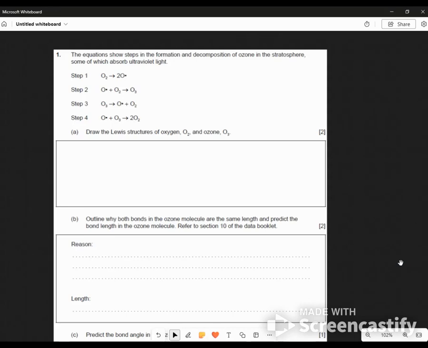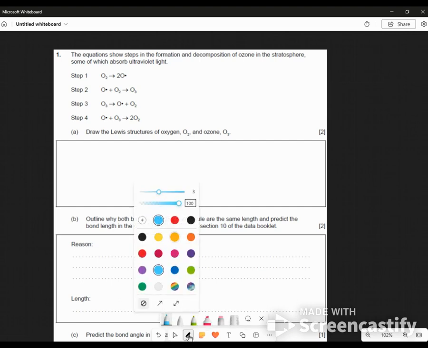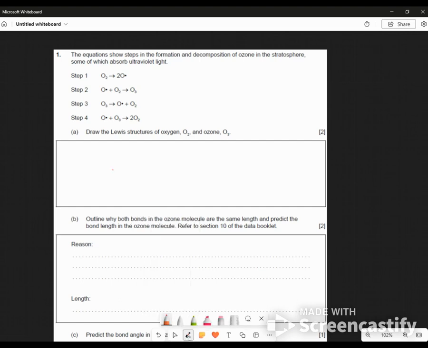Okay, so this is the paper you did today. Draw the Lewis structures of oxygen and ozone. Okay, so let's do that nicely. First of all, let me hide this down here and get a nice color. So oxygen looks like this, doesn't it? O double bond O, and we've got to put the electrons on there to make 8 electrons around each one.